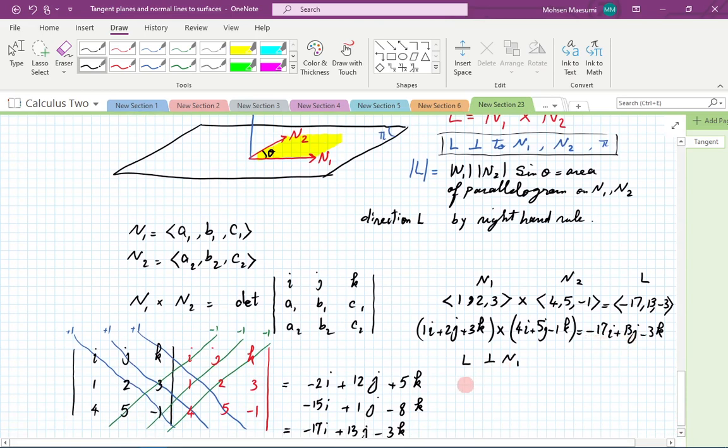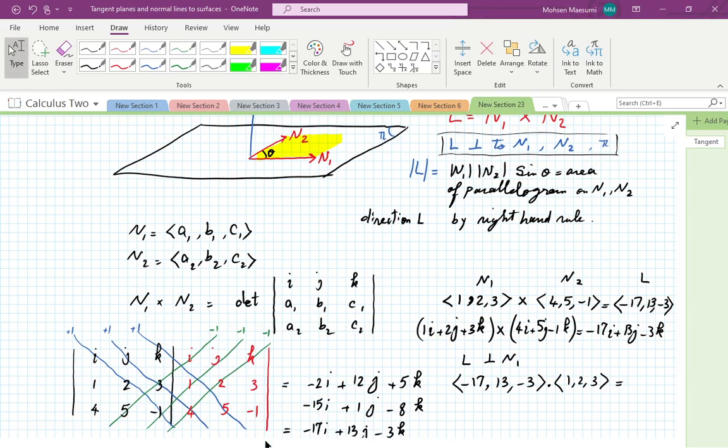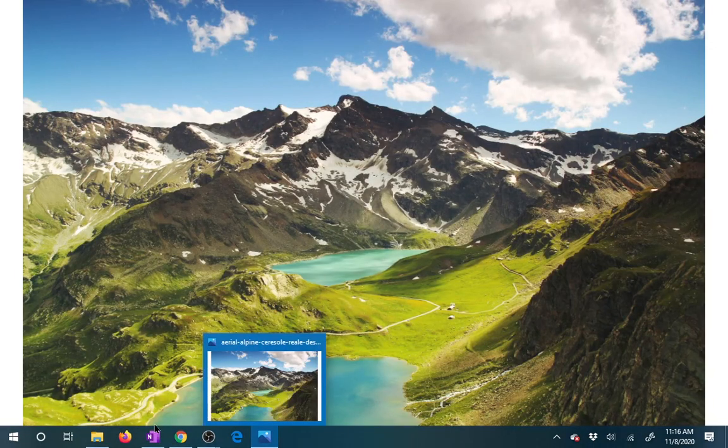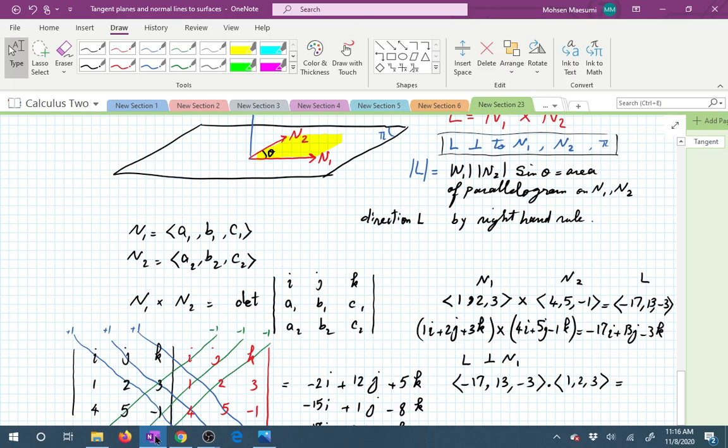So L is minus 17, 13, minus 3. You want to check that it's perpendicular to somebody else. It's 1, 2, 3. What should be the dot product of two vectors that are claimed to be perpendicular to each other? Quick question. So let's pause for a second. What is the dot product of two vectors that are supposed to be perpendicular to each other? It's supposed to be 0.